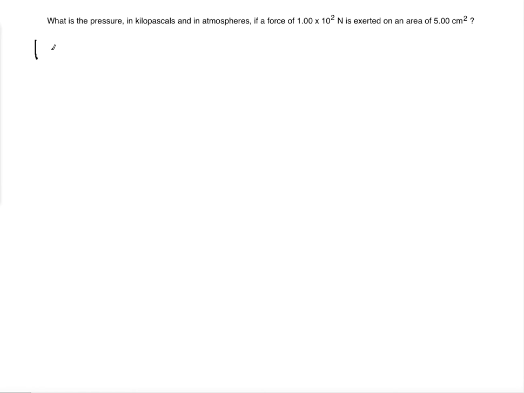So it's going to be the conversion of 1 Pascal, 1 Newton divided by squared meter. That's one piece of information, and the second is going to be the conversion, precisely, of 1 atm to 101.325 kilopascals in pressure. Okay, so we need to find the number of kilopascals first, right? And then we can find the atmospheres after that.